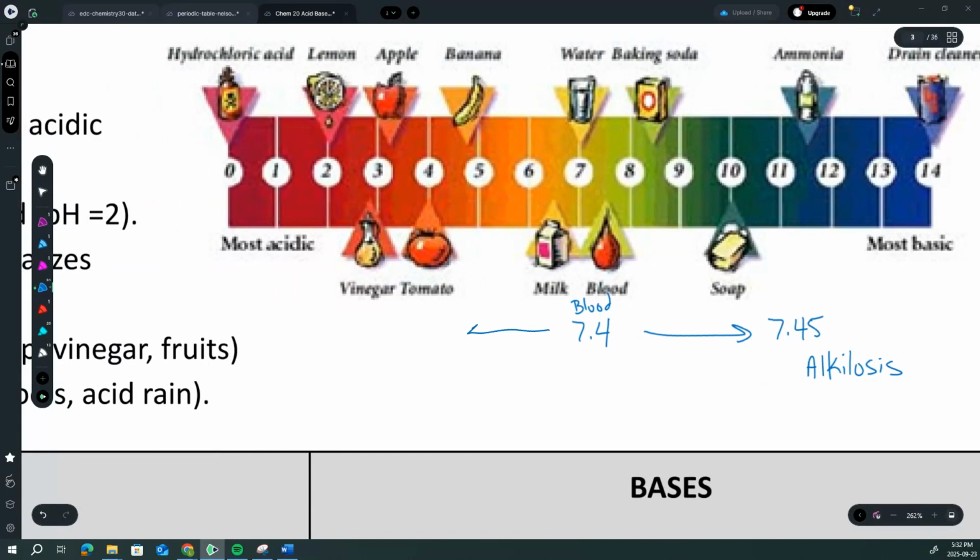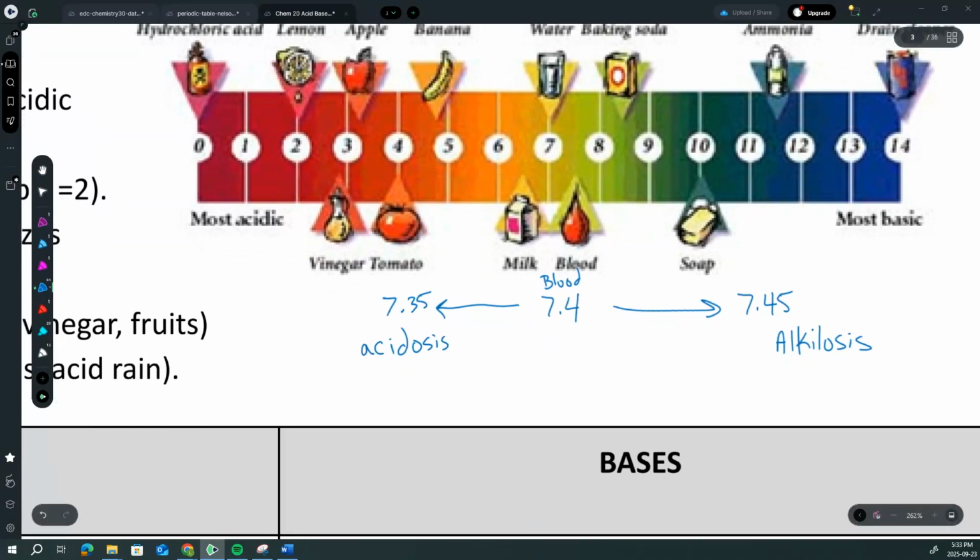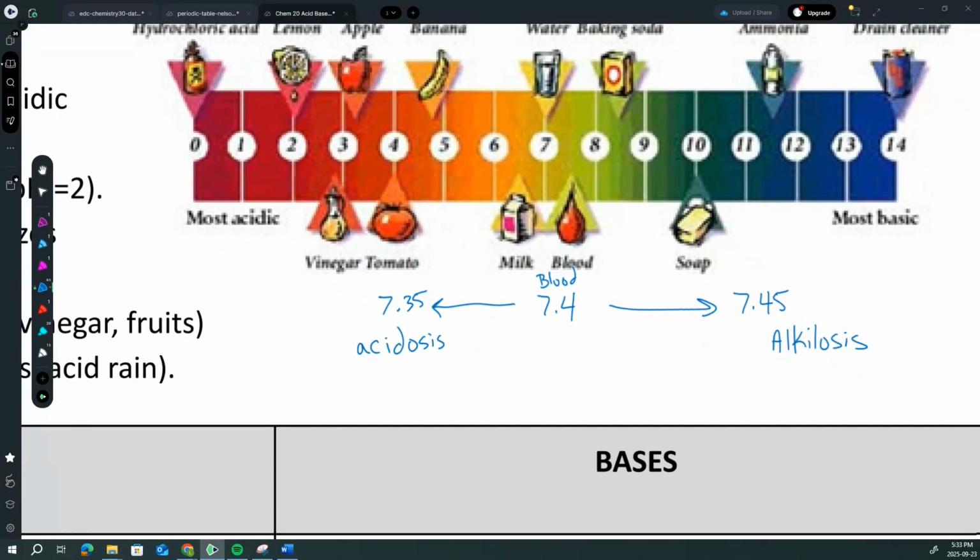And on the other side here, if the pH of your blood decreases to 7.35, and actually if it goes anywhere lower than that, you get a condition called acidosis, which means your blood is too acidic and it is too acidic for your organs to function, so they actually start to shut down and die. You can reverse these two conditions, but that's going to take some IV fluids.